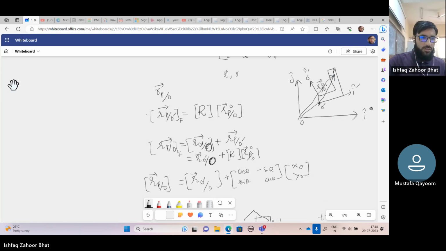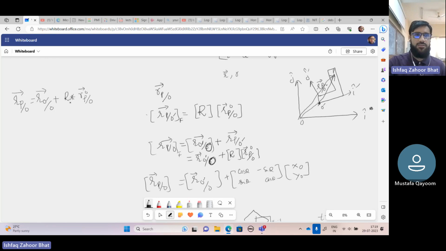So we can write RP with respect to O as R O dash with respect to O plus rotation times RP with respect to O at time t. This is not a cross product. This is simple matrix multiplication. I will write it as a star, because in MATLAB we have a star for this multiplication. Is this okay? We just saw that we can write the position of this as this plus this, and this is nothing but R times RP.